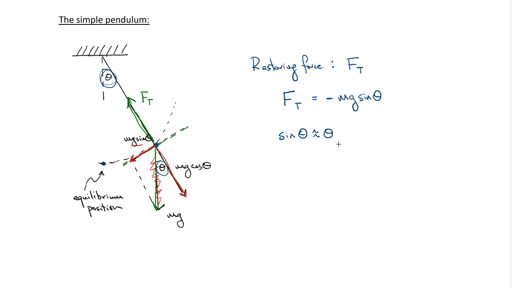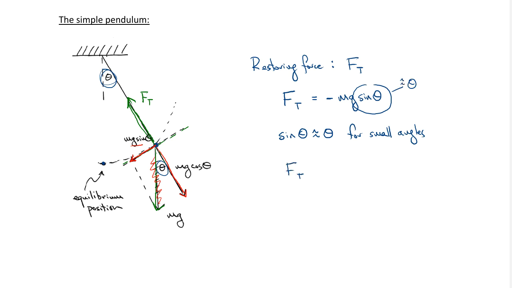So we call this the small angle approximation, and we say that sine theta is approximately equal to theta for small angles. And we're talking angles like 15 degrees or less, in which case we'll have an error of less than 1% using sine theta and theta as equivalent. So that means we can now replace this sine theta with just theta, which is approximately equal to.